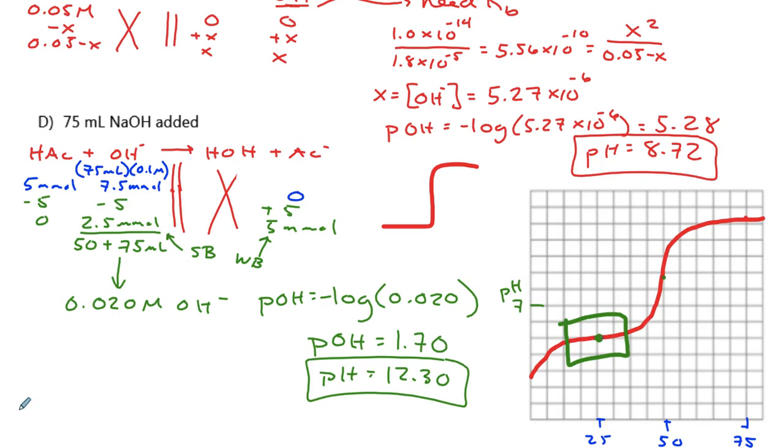So this was a strong base, weak acid. Notice the difference. It has an increased slope. It levels off. This is our buffer region, we call it. And then this half looks a lot like a strong.